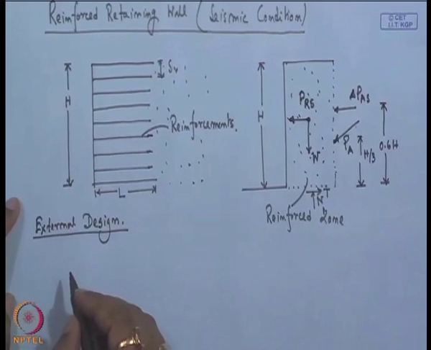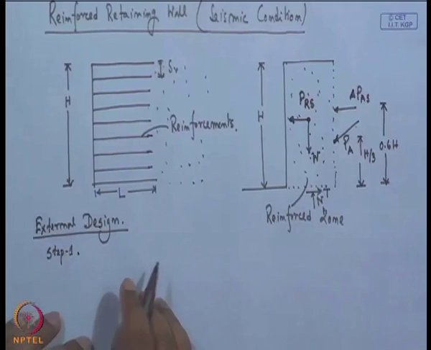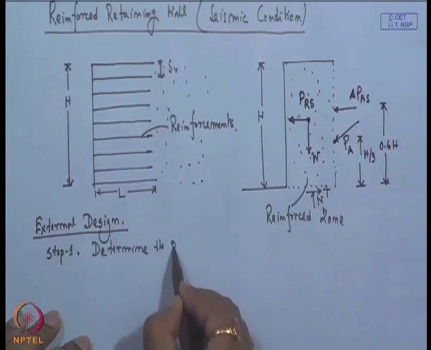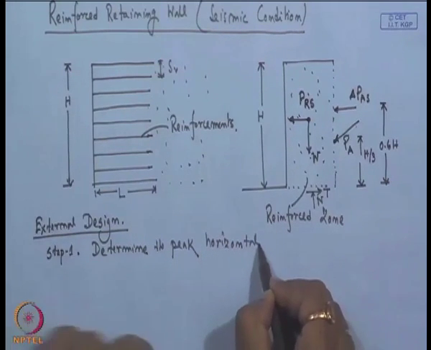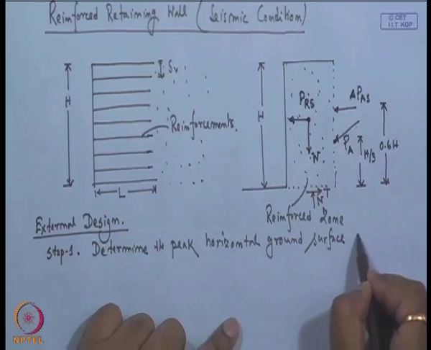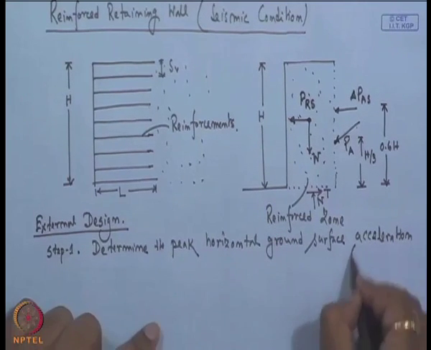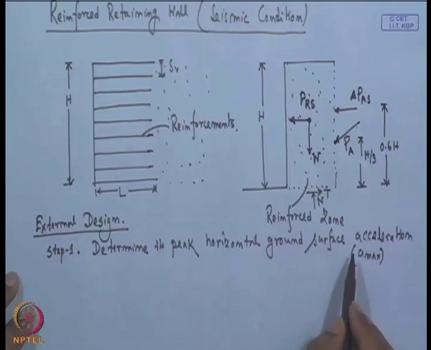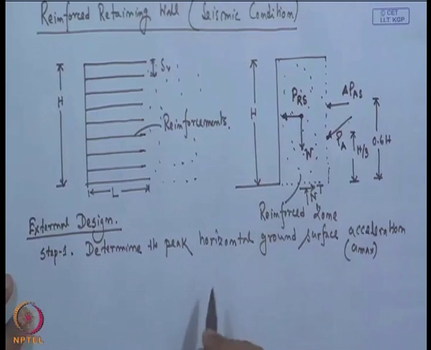For the external design, step 1: determine the peak horizontal ground surface acceleration, that is A max. During the design you have to determine what the peak horizontal ground surface acceleration will be for a particular earthquake or zone. So, A max will be determined first. That value you have to determine.